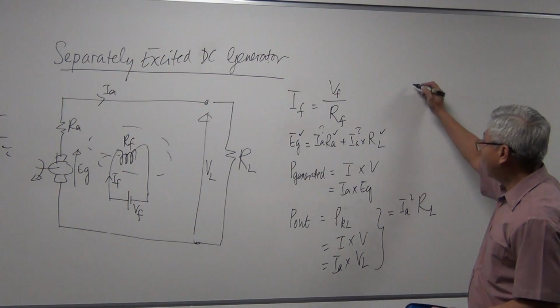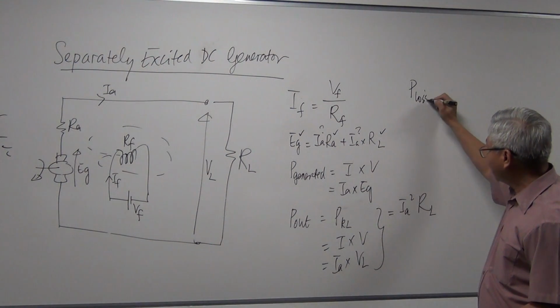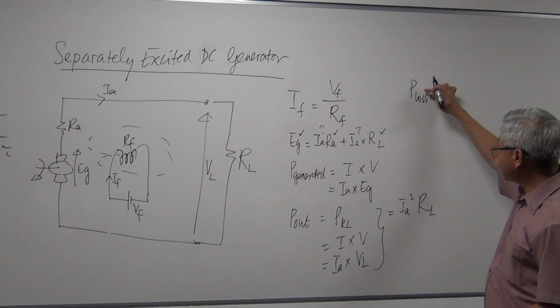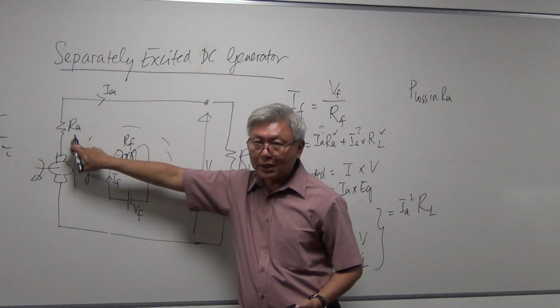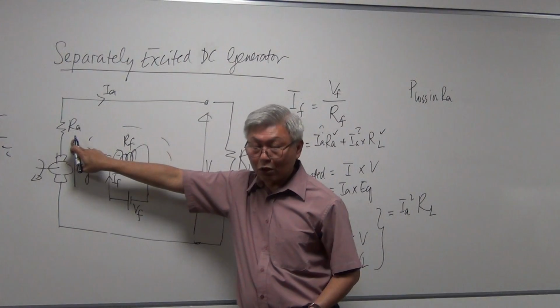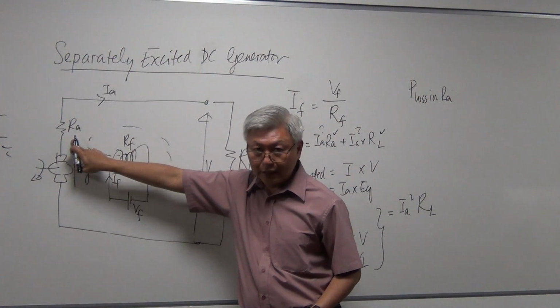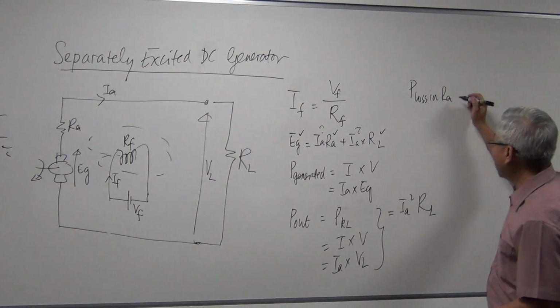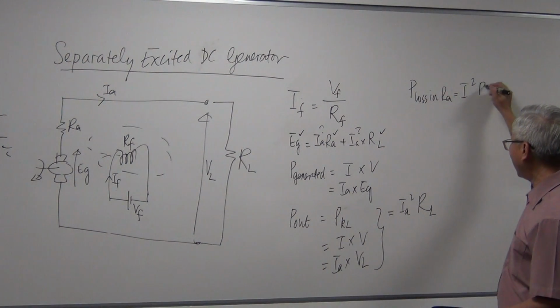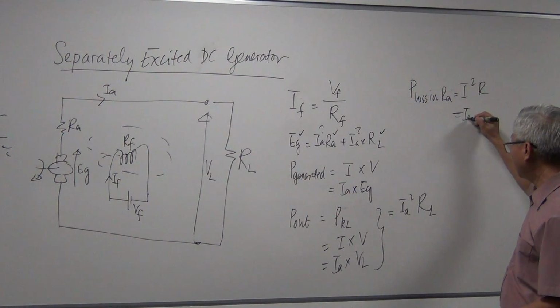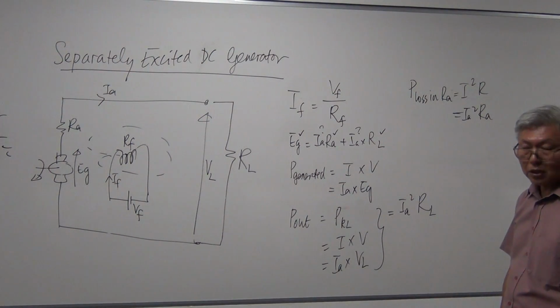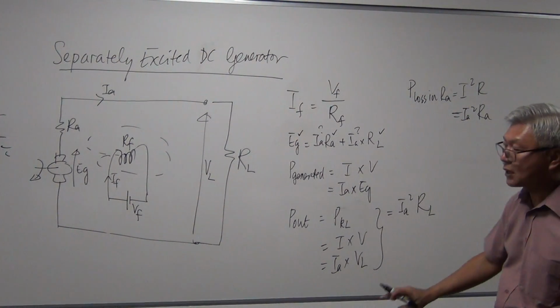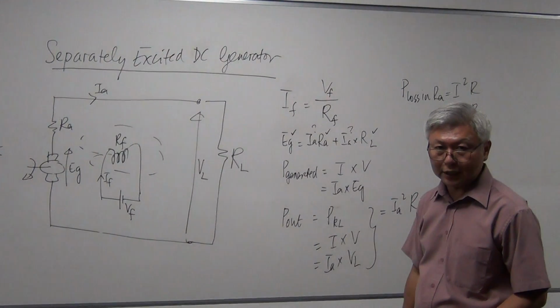Now, what if I want you to calculate the power loss in the armature winding resistance? The power dissipated in the armature winding resistance is the loss, because it's not doing useful work, it is dissipated as heat. So power loss in RA, I use I squared R, it will be IA squared RA. Got it? So these are the basic calculations of a separately excited DC generator.